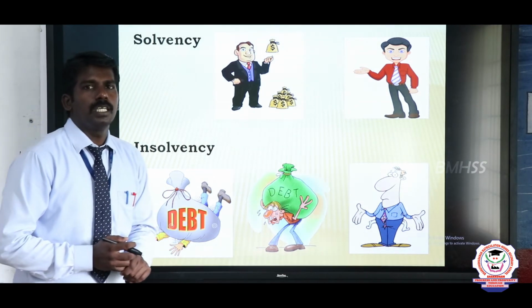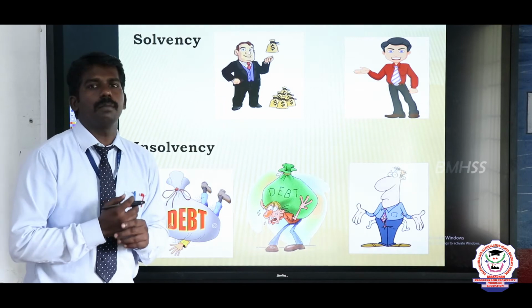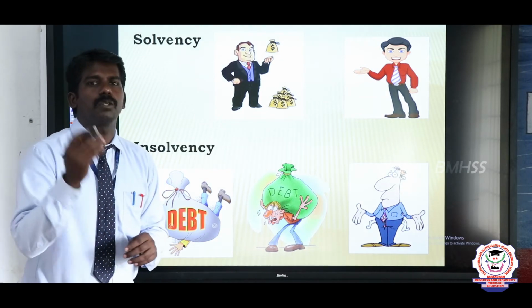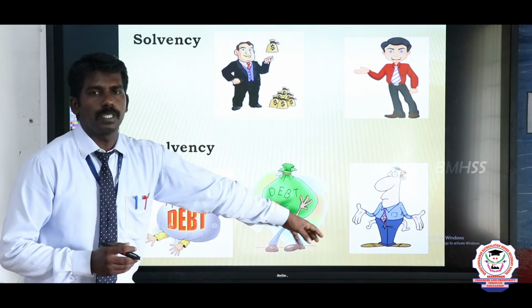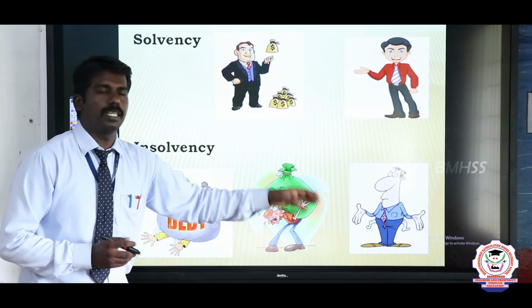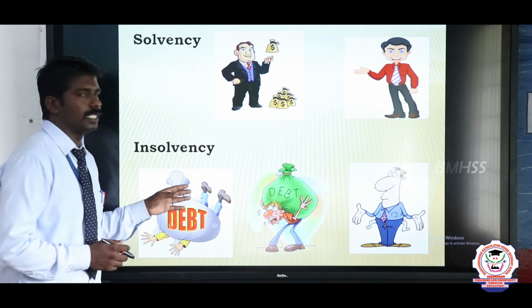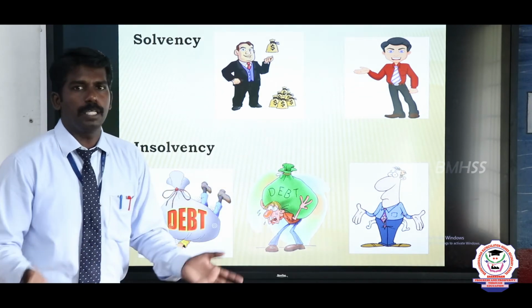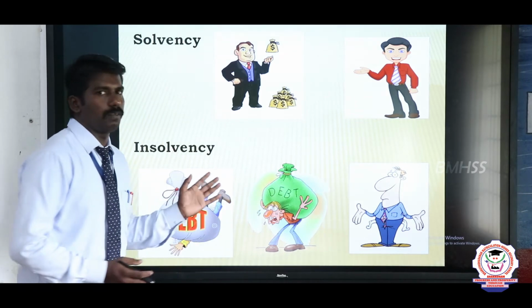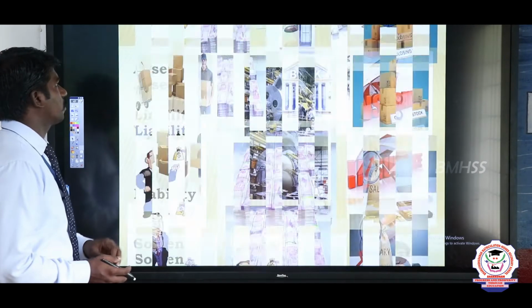Next one is the insolvency. Insolvency means a person borrowed money from other persons. After a particular time, he can't repay the amount to the person he borrowed from, that means the supplier or creditor. That is called insolvency. Insolvent means he can't solve the money problem. This is called insolvency.